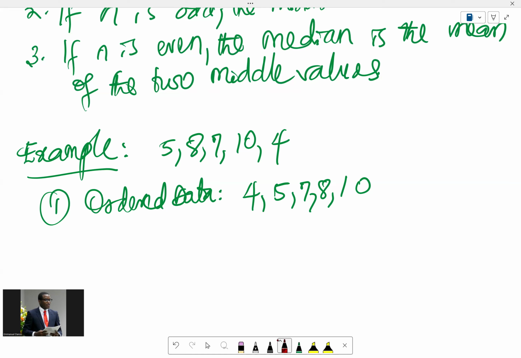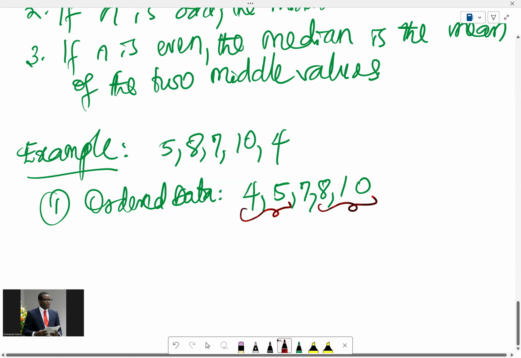So that means that you have 4, 5. That's 2 from the front, 2 from the back. And then in the center you have 7. So this is clearly the median. That will be the median because 7 is in the center.